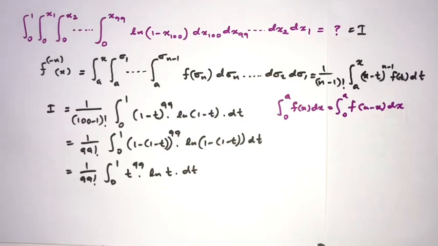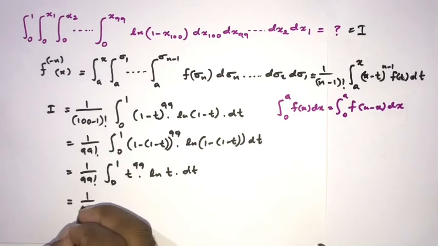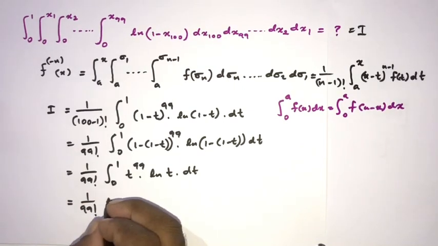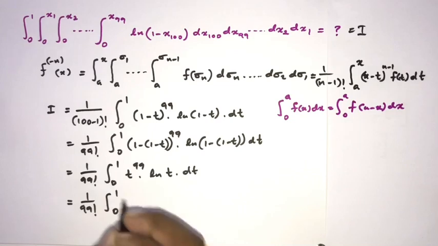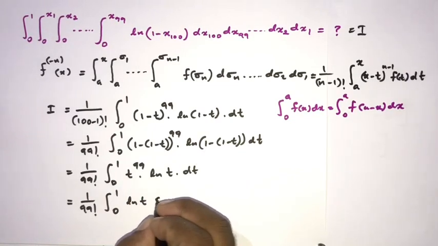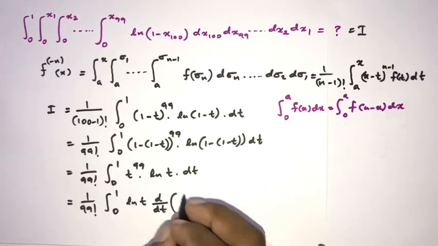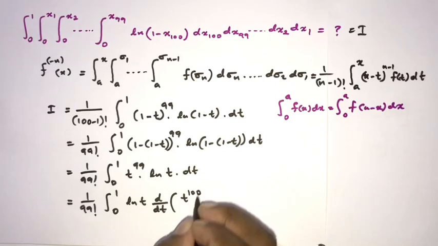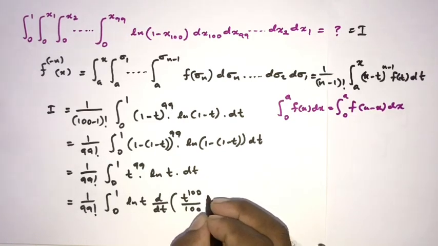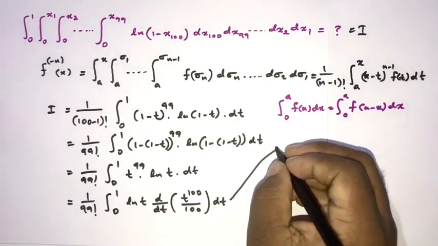To solve this integral, we can use IBP, integration by parts. So here 1 over 99 factorial, integral from 0 to 1. As the first function, we can take natural log of t, then d by dt, integration of t to the 99 power, we know, t to the 100 over 100, dt.